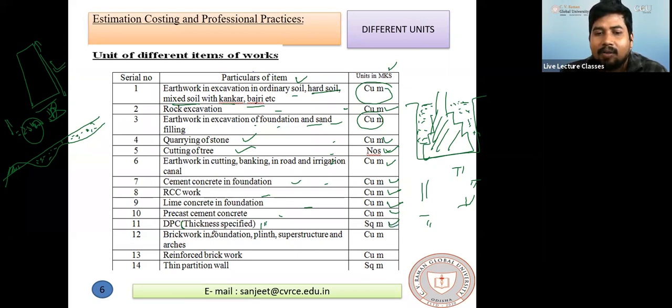Next, brick work in foundation and plinth, superstructure, etc. These units are in cubic meter. Reinforced brick work, it is in cubic meter.